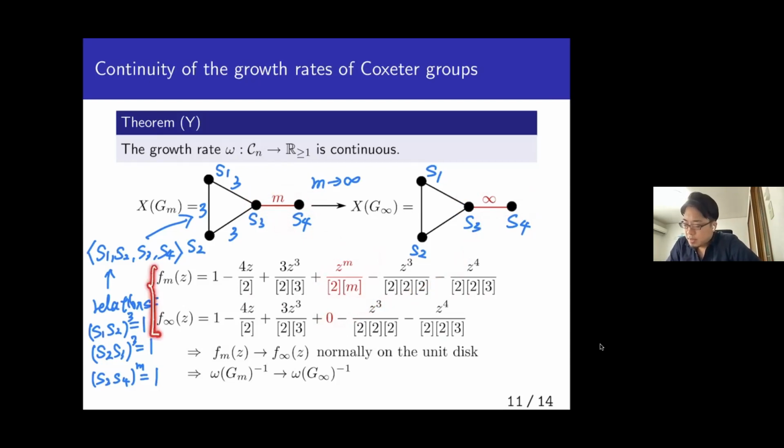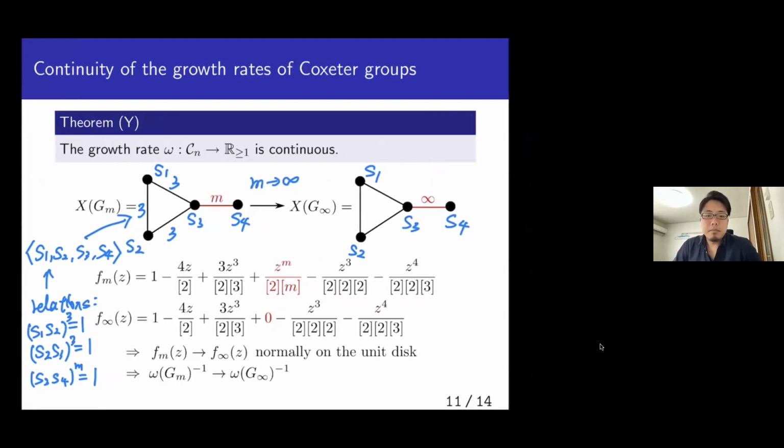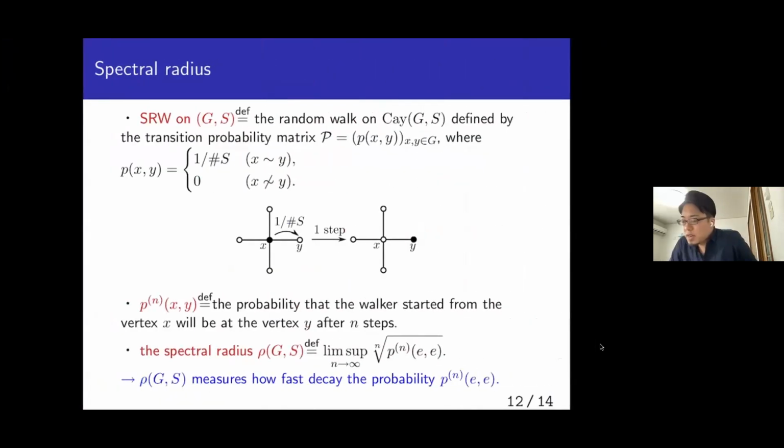So by using this identity, we can see that this rational function converges to this one on the unit disk, and it's normal convergence. This tells us that the growth rate also converges. By using the same argument in the general case, we can show that the growth rates of Coxeter groups are continuous. And last, I will explain the spectral radius of Coxeter groups and some convergent examples.